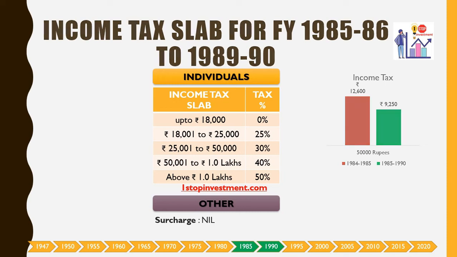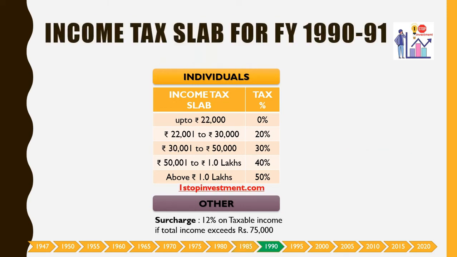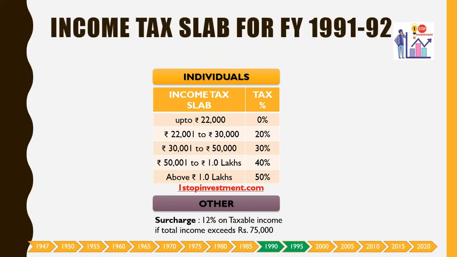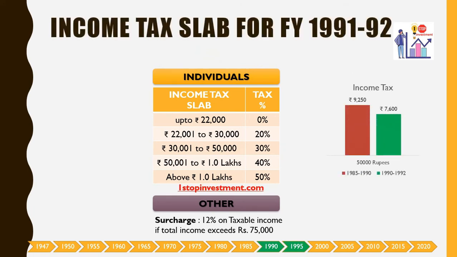For the next financial year 1990 up to 1992, zero tax slabs were increased from 18,000 rupees to 22,000 rupees. For a total income of 50,000 rupees, a person had to pay 7,600 rupees as tax, which is again 18% lesser than the previous tax slabs.